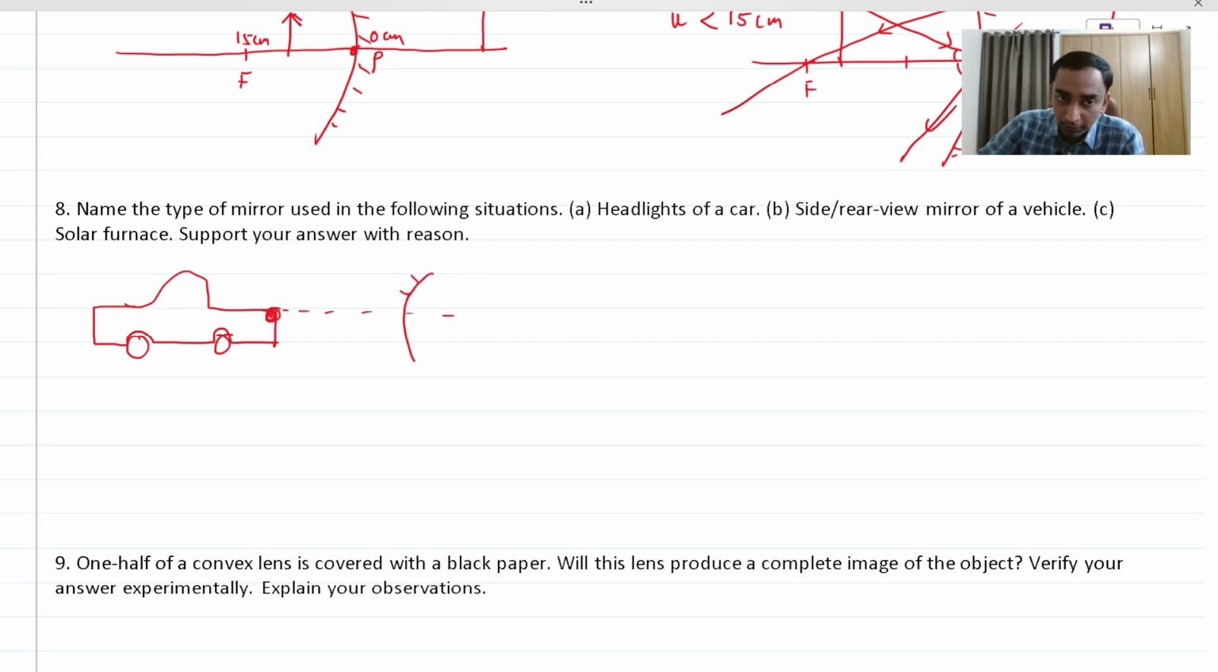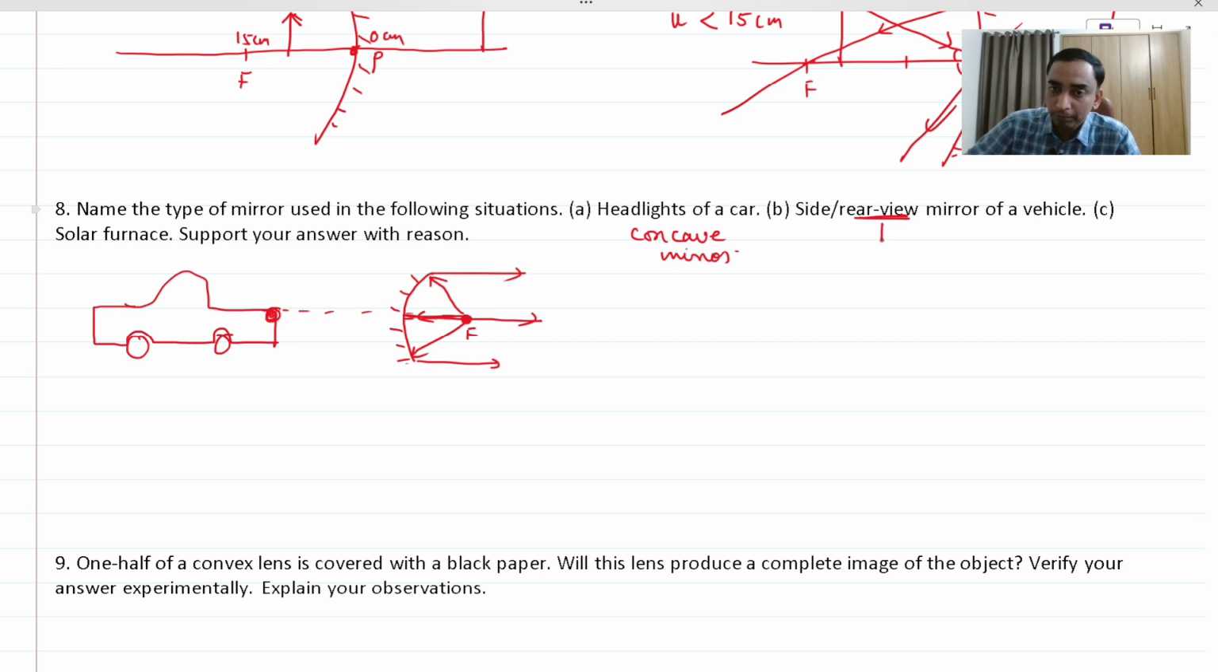See, this is a concave mirror and I'm putting a very small bulb exactly at the focus. So multiple rays will fall on the concave mirror, and after reflection the rays will become parallel, and parallel rays go to a very long distance. That's why we say the headlights of the car must have a concave mirror.